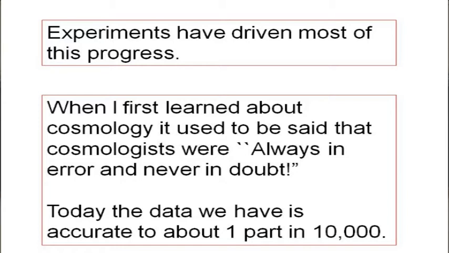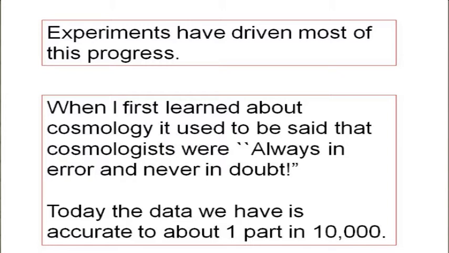And they were always in error because the experiments were so uncertain. If you got your theory wrong by a couple of orders of magnitude, it didn't much matter, and so on. But of course, they were always very certain that they knew what was correct. But today, and this is the big change, as I will show you, the data we have is accurate to one part in 10 to the 5, okay?